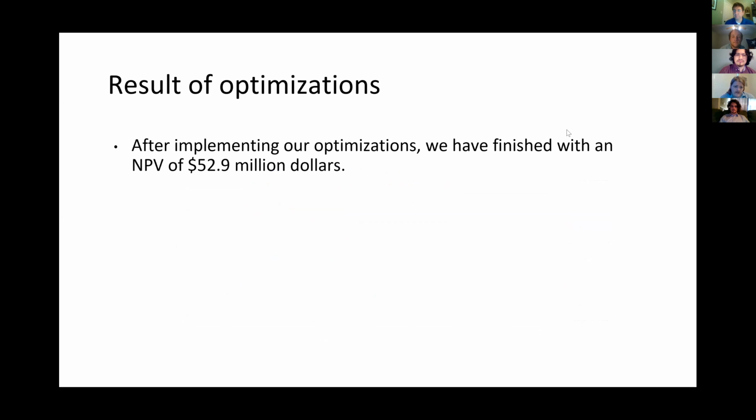So our final results were, after implementing all of the optimizations that we went through, we finished with an NPV of around $52.9 million. And we feel good about that, but I think like every other group would say, we feel if we had more time, we could have further increased that net present value.